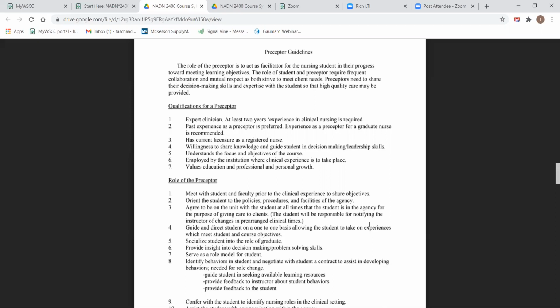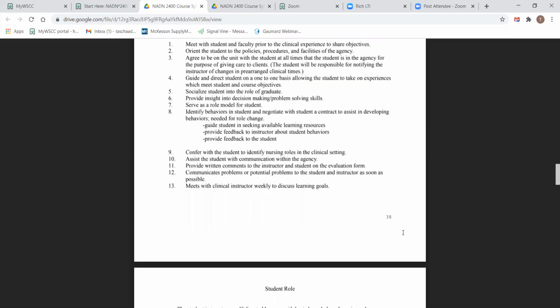Serve as a role model for the student, identify behaviors in the student, and negotiate with the student a contract to assist in developing behaviors needed for role change, and guide the student in seeking available learning resources. Provide feedback to the student as well as the instructor. Confer with the student to identify the nursing role in the clinical setting. Assist the student with completing the evaluation form, communicate problems and potential problems to the student and the instructor as soon as possible, and meet with the clinical instructor weekly to discuss their learning goals.